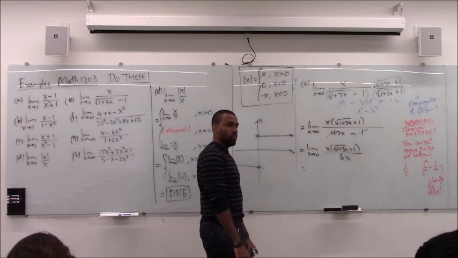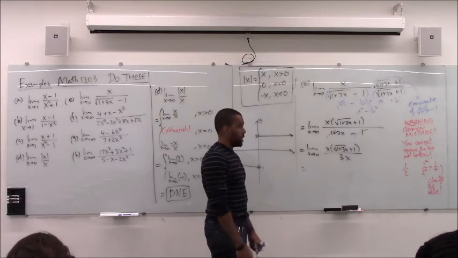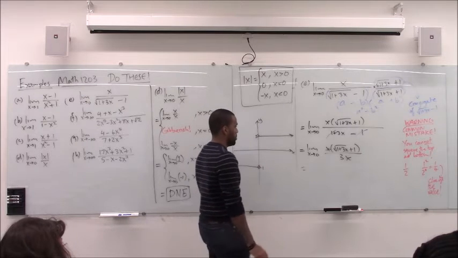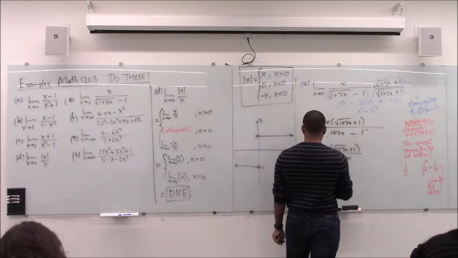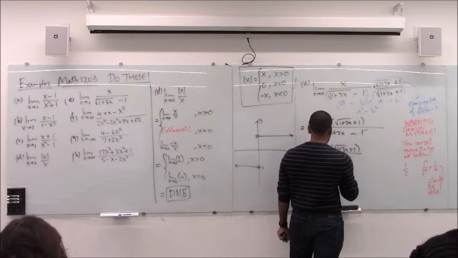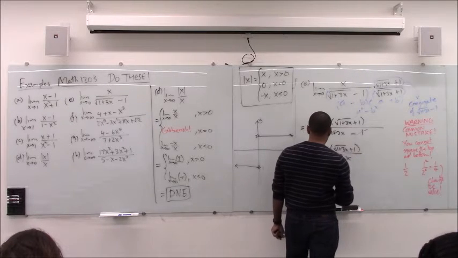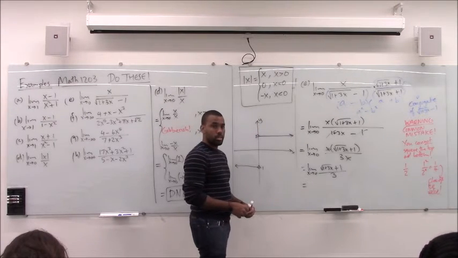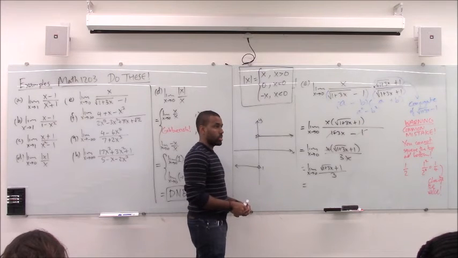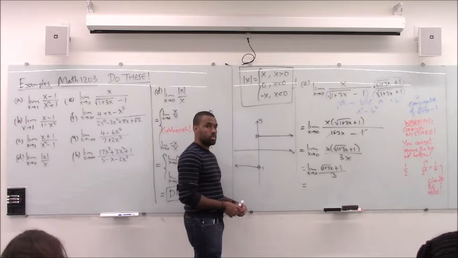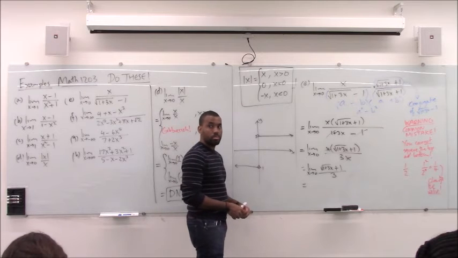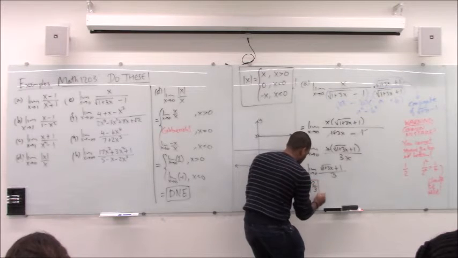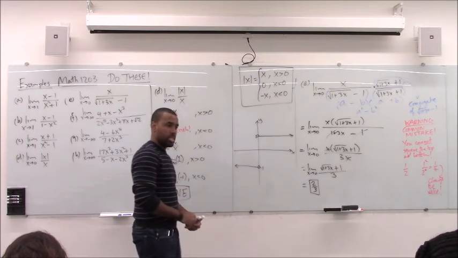What can we do now? Cancel the x, simplify further. It's not fully simplified, but we can cancel now. So I end up with the limit as x approaches 0 of 1 plus 3x plus 1, all over 3. And what's that? Two-thirds. So that limit is actually 2/3.